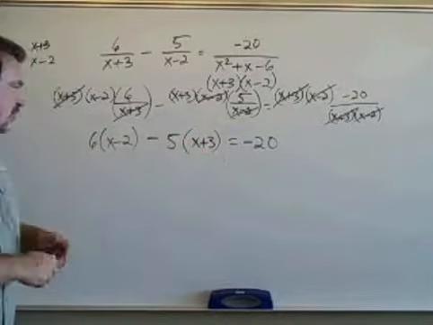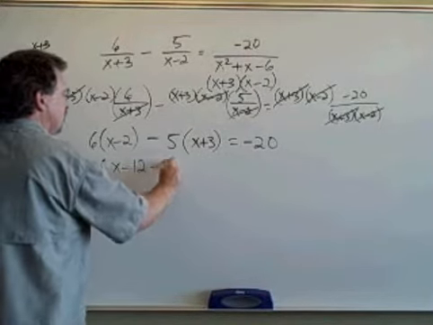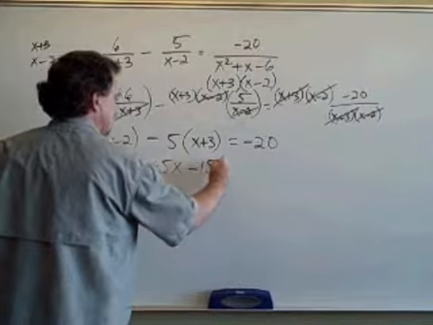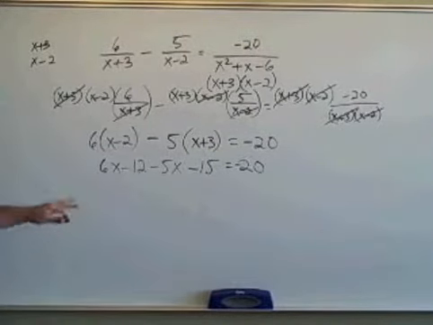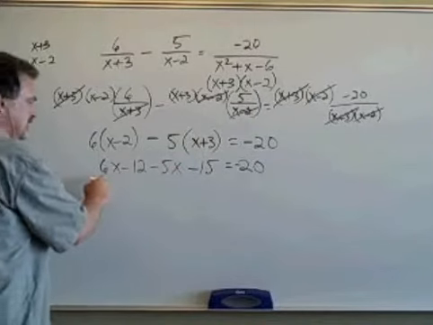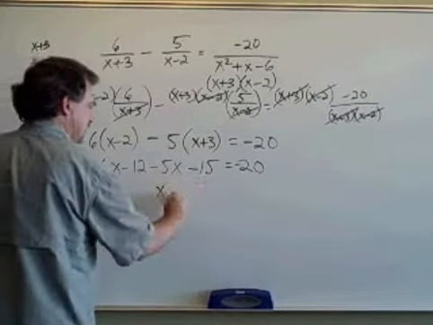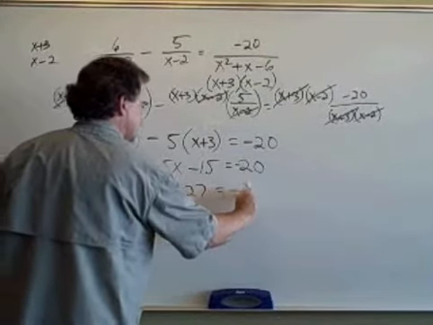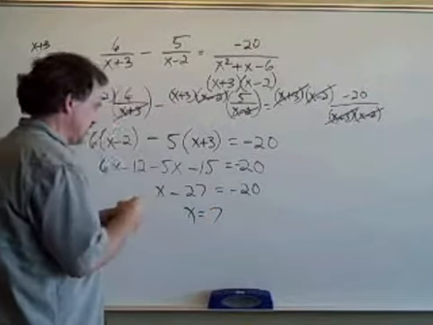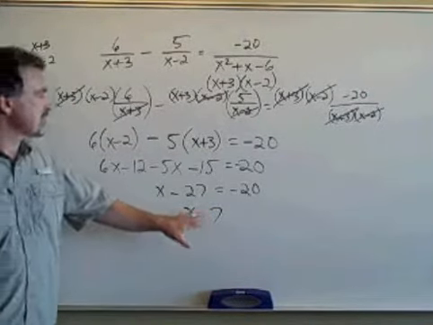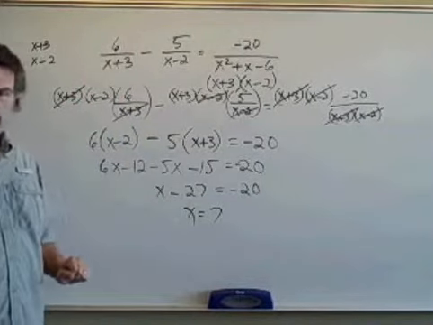Let's remove the parentheses. 6x minus 12 minus 5x minus 15 equals negative 20. Combine the like terms here. 6x minus 5x, that's x, minus 12 minus 15 is minus 27. Add 27 to both sides, I have x equals 7. And my solution to this original equation is that x equals 7.